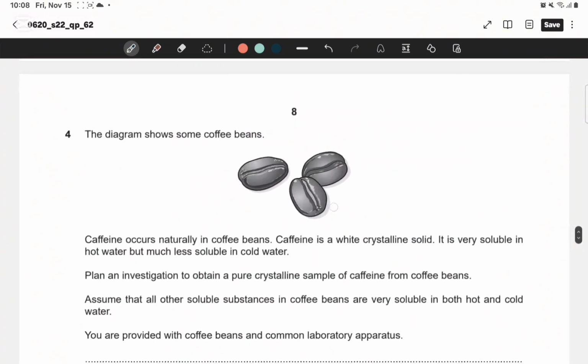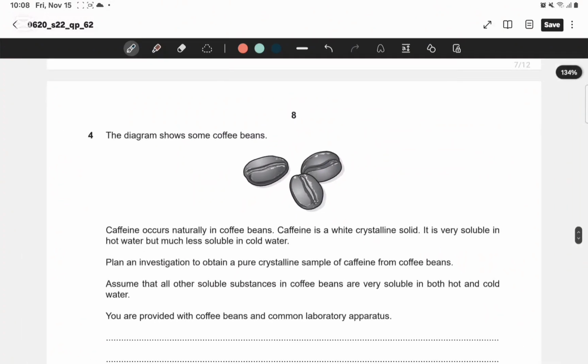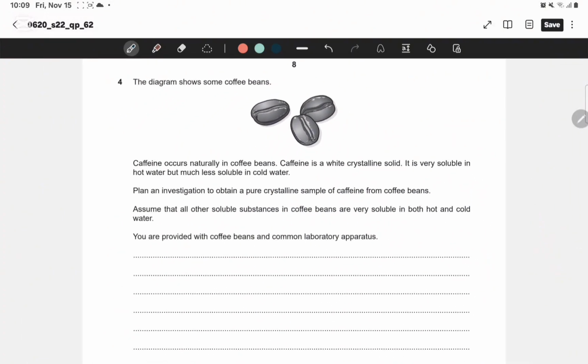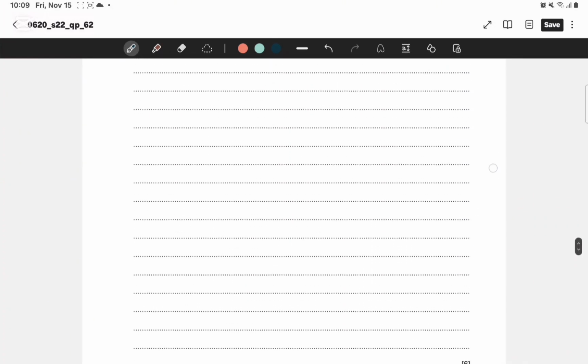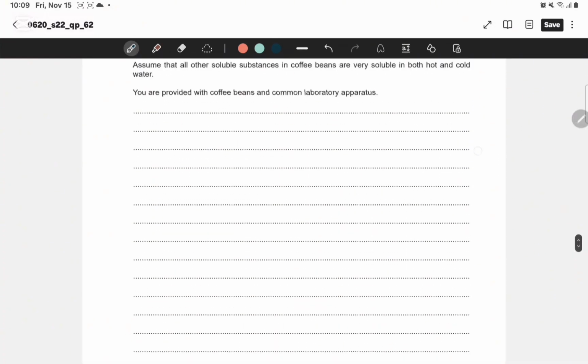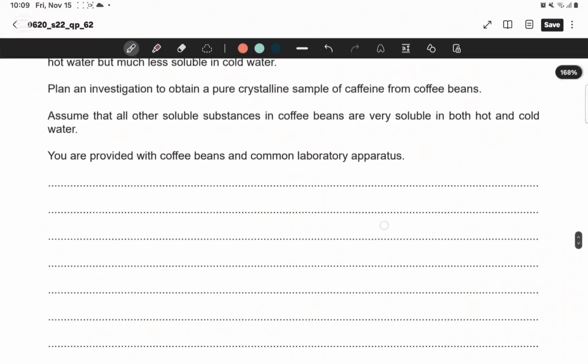Next question. The diagram shows some coffee beans. Caffeine occurs naturally in coffee beans. Caffeine is a white crystalline solid. It is very soluble in hot water but less soluble in cold water. Plan an investigation to obtain a pure crystalline sample of caffeine from coffee beans. Assume that all other soluble substances in coffee are very soluble in both hot and cold water. You are provided with coffee beans and common laboratory apparatus. 6 marks.